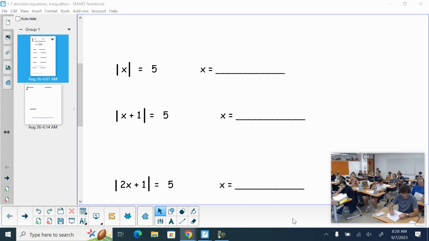Okie dokie, we're venturing onwards. Today is the last section in chapter 1. We will start dealing with absolute values. And once again, this is something you should have dealt with already, but we're going to go back over it. We'll just go over it a little bit quicker.